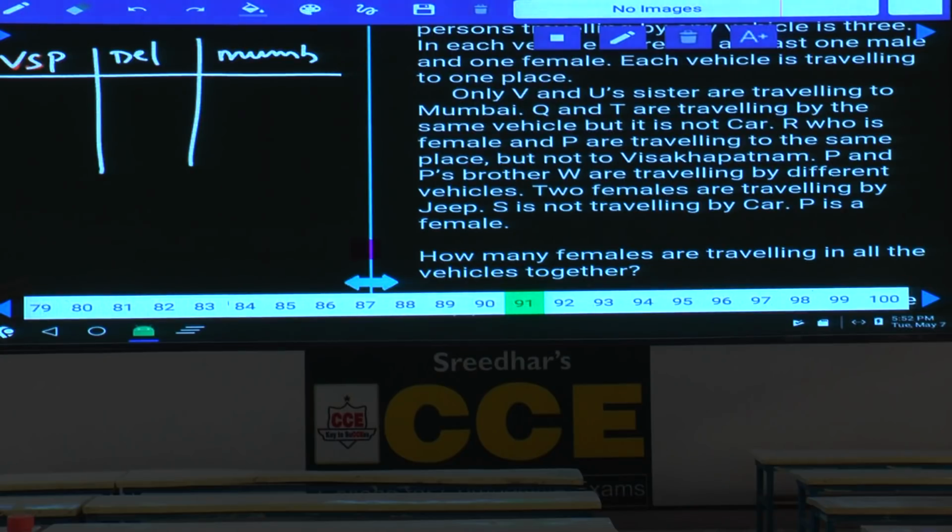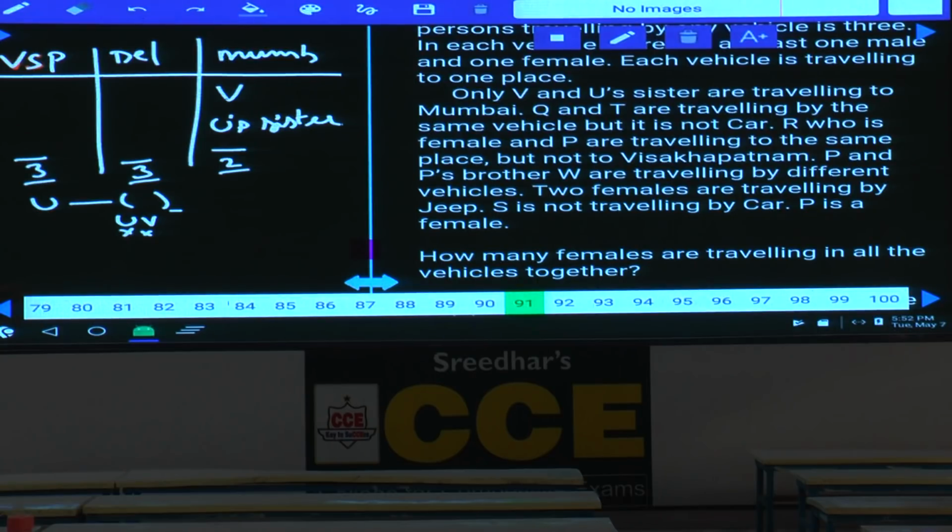Then only V and U's sister. V and U's sister are the 2 persons traveling to Mumbai. That means this U has a sister. And who is that sister? It cannot be U and it cannot be V. Are you following this or not? U and V cannot be the sister of U. Done? Hence only 2 people are traveling to Mumbai. Then how many people are traveling to Delhi and Visakhapatnam? 3 and 3.